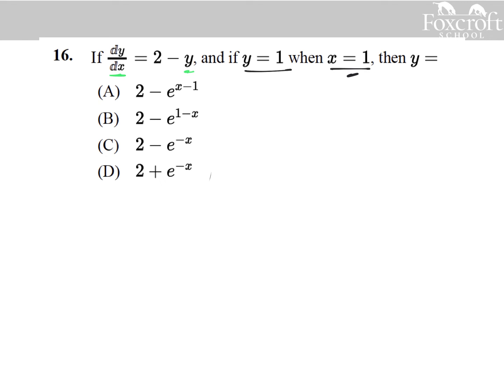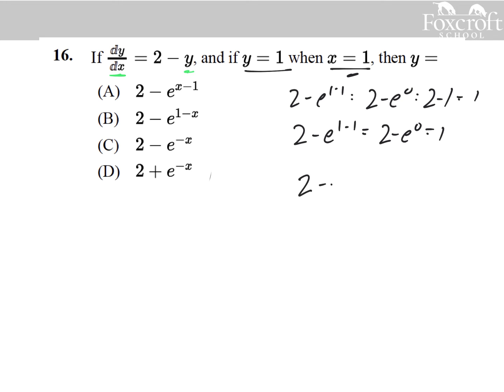All right, so if I plug in, say, x equals 1 here, I do get 1. All right, the second one, it's pretty much the same thing. I get 1. I have at c and d, 2 minus e to the negative 1. That's not going to be 1. 2 plus e to the negative 1 is also not going to be 1. So automatically, just off of this statement, knowing nothing about differential equations, I can eliminate c and d. And that kind of narrows down my options. Now you have a 50-50 shot at getting it right.